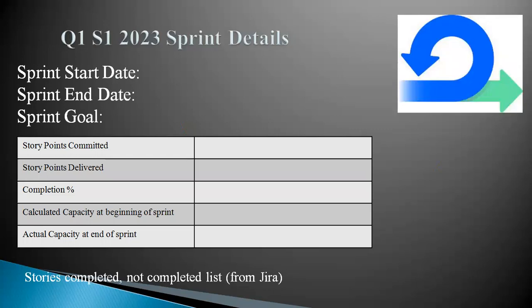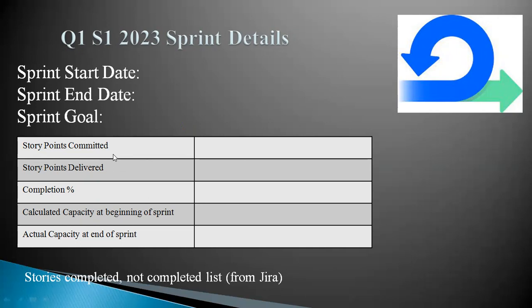When it comes to the core of the sprint report, this is the way it should be. It should always have the sprint start date, end date, and the sprint goal, which you can very well get from Jira. Under the backlog section, you'll be able to see under the sprint name the sprint goal, whatever you have defined in your sprint. And then the story points committed versus the story points delivered.